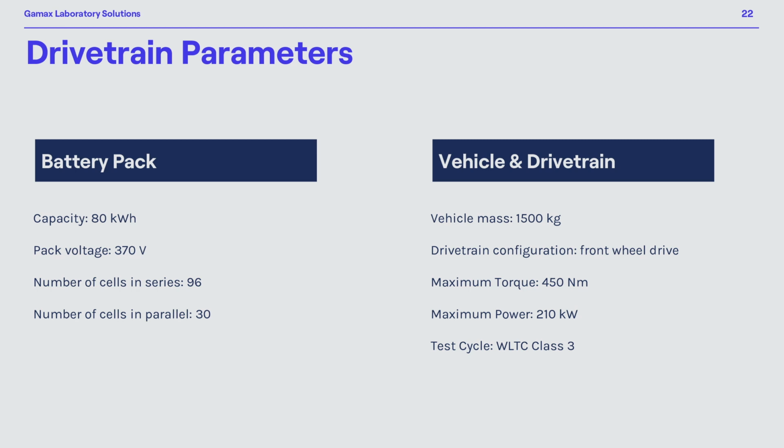And as for the vehicle parameters, we have the vehicle mass of 1,500 kilograms, and we have a front wheel drive configuration setup. And the power and the torque that we are driving from the car is 450 Newton meters as for the torque, and the power is 210 kilowatts. And we are going to use the WLTC class 3 test cycle for the battery and the whole vehicle in order to test the battery that we designed.